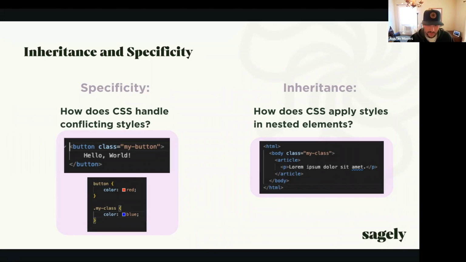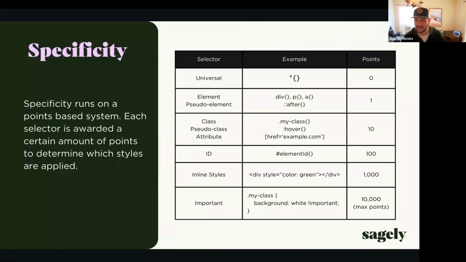Okay, so hopping into some more specificity. There is a method to the madness of how browsers handle conflicting styles, and it's done by a point system. Has anybody seen this point system table before? Just raise your hands. Okay, so we'll run through this real quick, but basically the idea is different CSS selectors are worth different amounts of points, and the CSS rule with the most points wins out and is the one that gets applied.